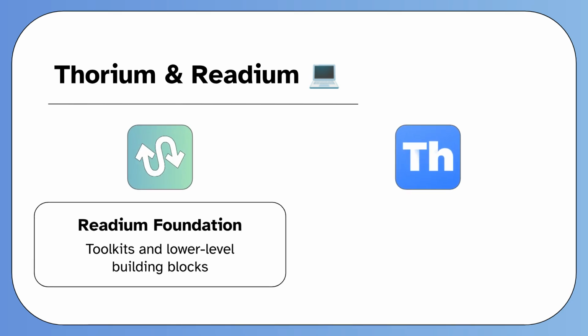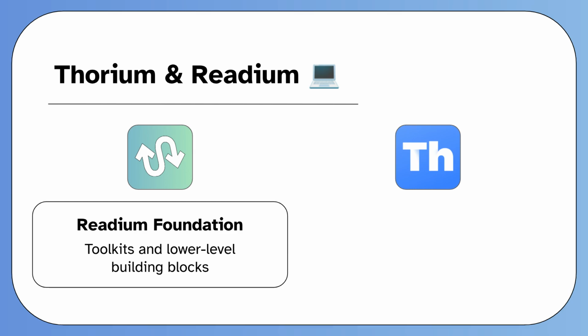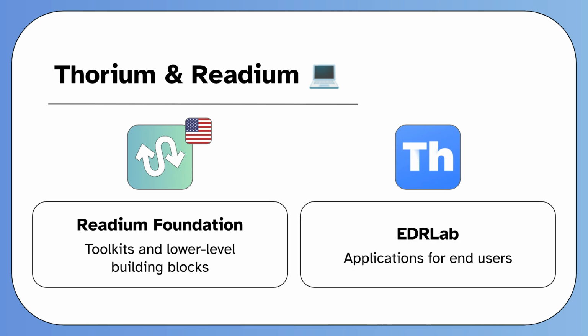Radium projects are all toolkits, or lower level building blocks for these toolkits. These projects are hosted by the Radium Foundation, a nonprofit based in the US. Thorium, on the other hand, is meant to designate fully fleshed reading applications. The Thorium product line is managed by Idealab, a European nonprofit. Of course, both organizations work hand in hand towards the same goal.